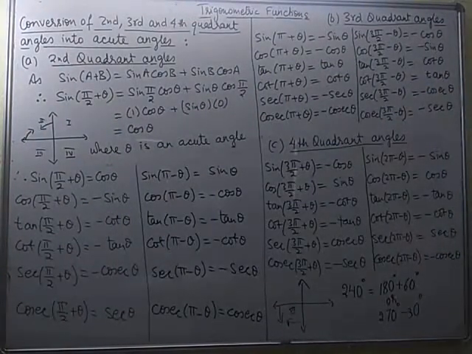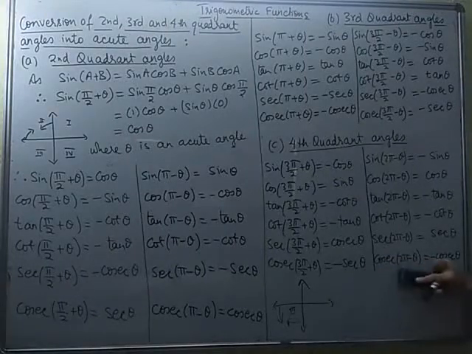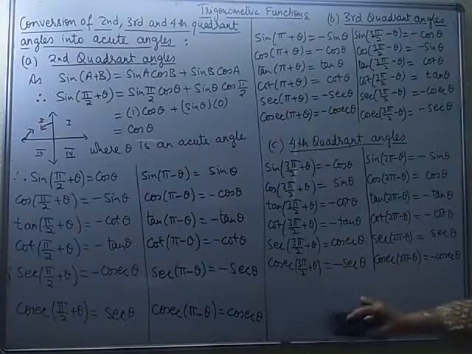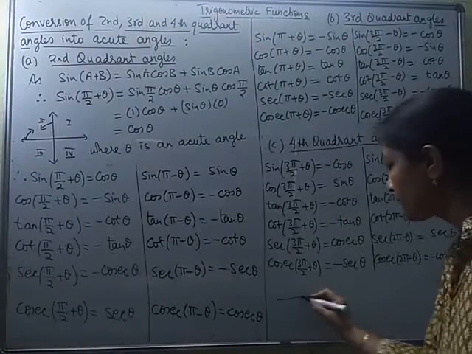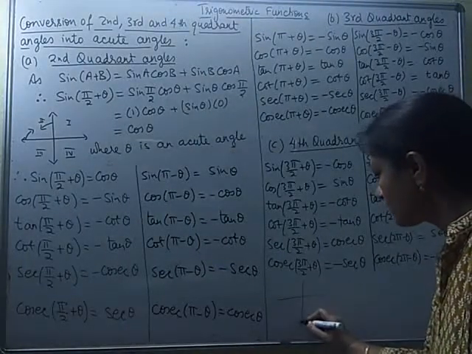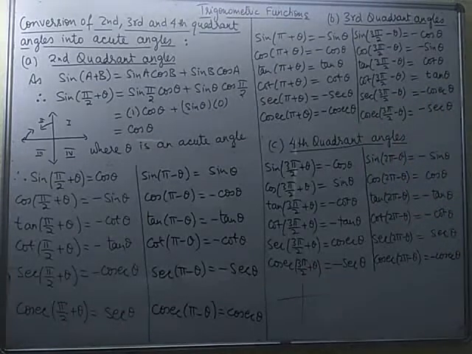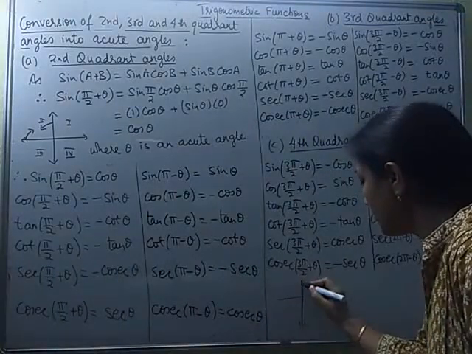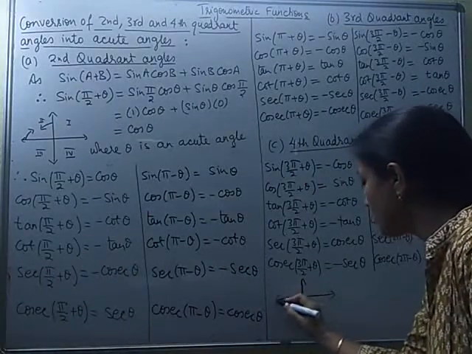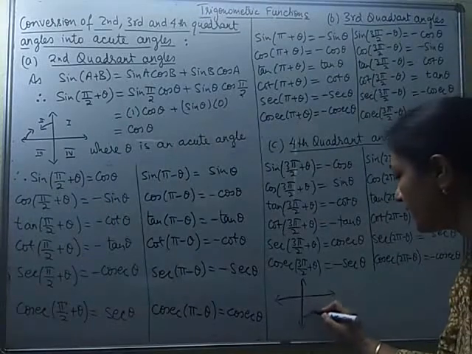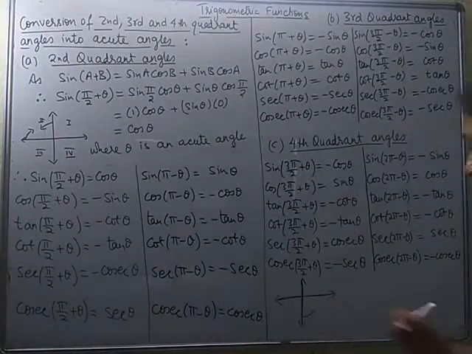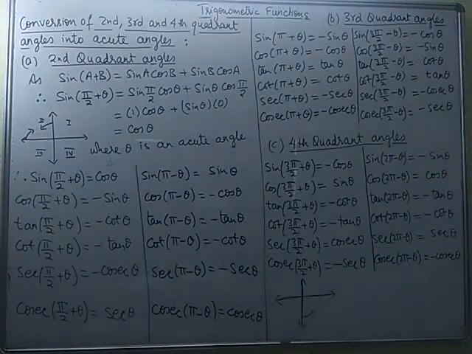Okay. Now moving on to the fourth quadrant angles. Fourth quadrant angles can also be written in two ways. You can see again, looking at these four quadrants, we can convert the angle either about this vertical line or about this horizontal line. We can write the angle as 270 plus, or we can write it as 360 minus. So either of the things can be done.